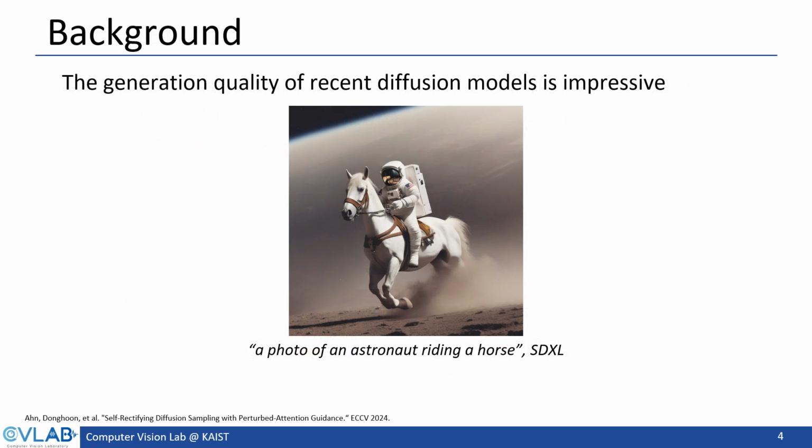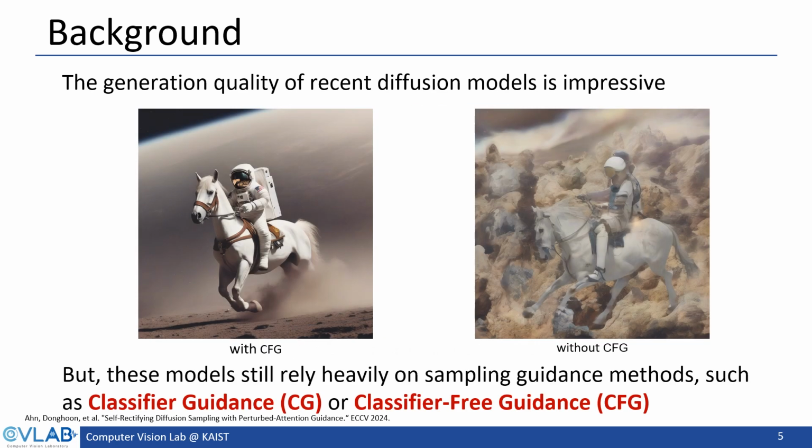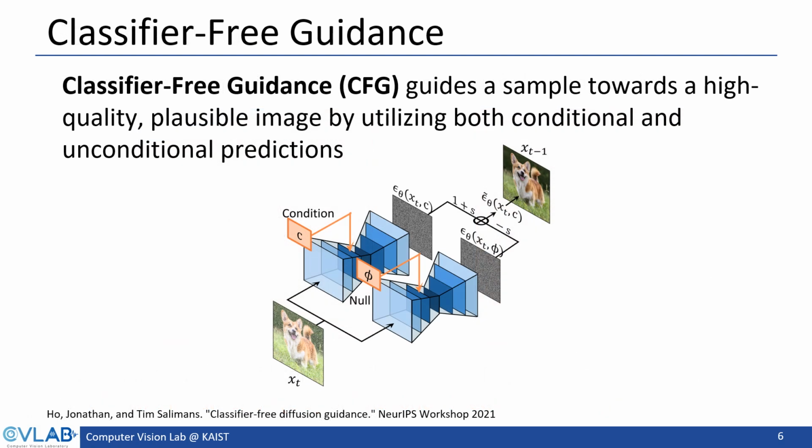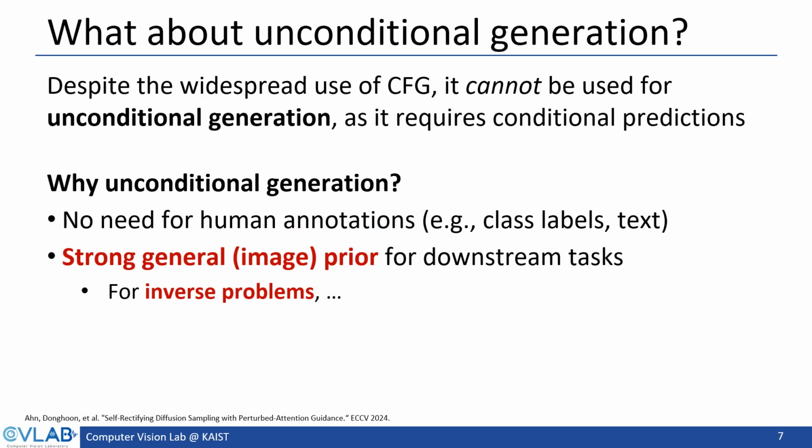The generation quality of recent diffusion models is quite impressive, but these models still rely on sampling guidance methods such as classifier guidance or classifier-free guidance. Classifier-free guidance (CFG) is a method that leverages both conditional and unconditional models to strengthen the image's condition and guide the sampling process to produce higher quality images. Although CFG is widely used, it cannot be applied to unconditional generation because it relies on conditional prediction.